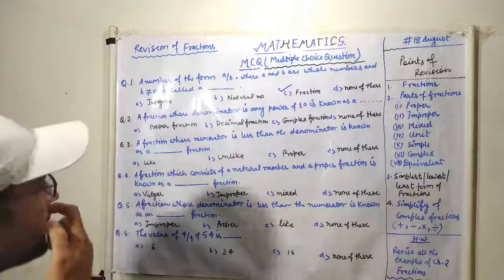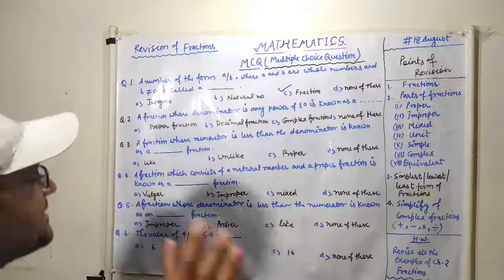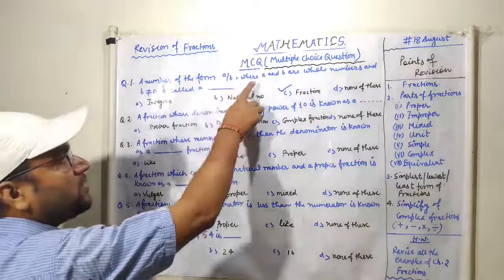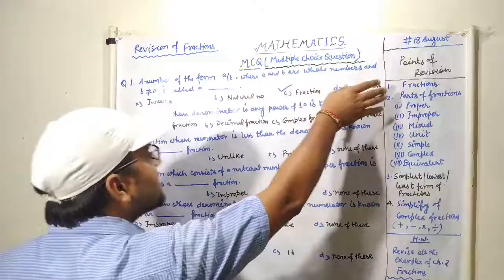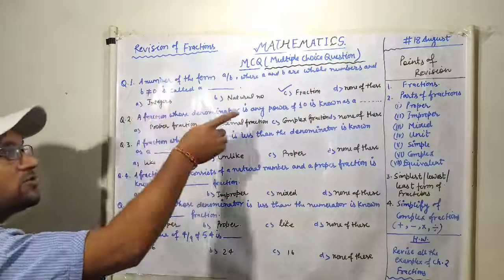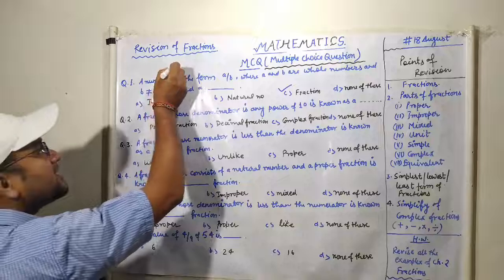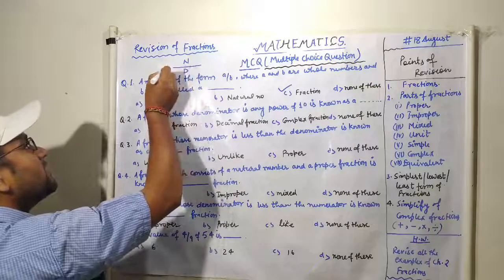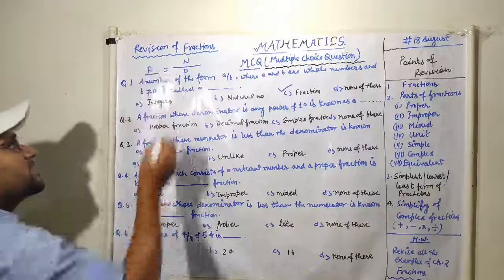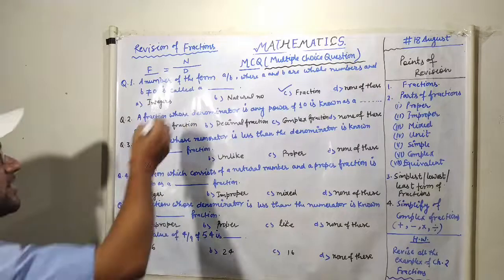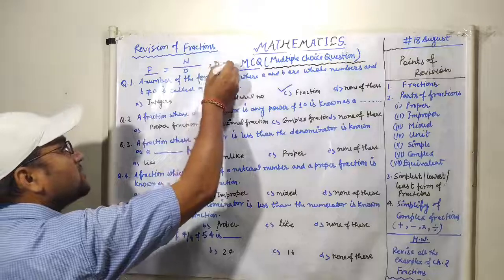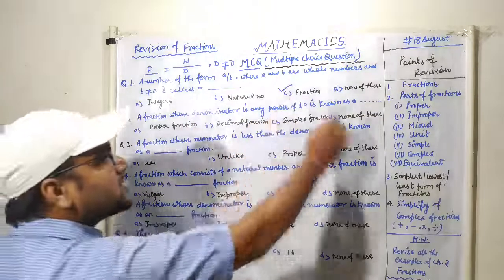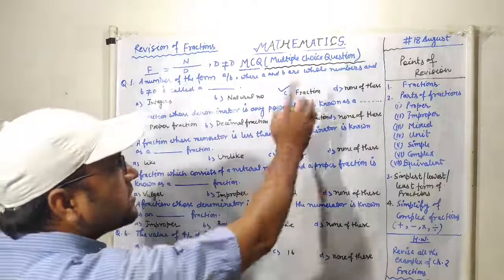Okay, so one by one. Listen students, this one is very important. A number of the form A upon B, where A and B are whole numbers and B is not equal to 0, means if anything is written in this form, numerator upon denominator, where the denominator is not equal to 0, that is known as a fraction. So your option C is correct. That answer is a fraction.